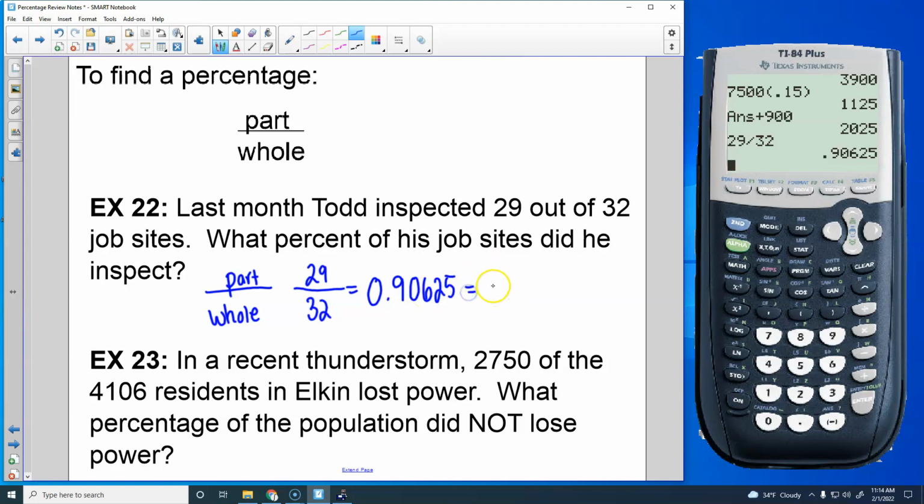Let's change it to a percent. So, Julian, what would that be as a percent? We're just changing this from a decimal to a percent. So, 90.6, right? Yeah. And depending on what I ask you to round to, I usually try to keep at least one decimal place for percentages there. Or you can keep all of it, it's fine. So 90.625%. So he did inspect 90.625%.